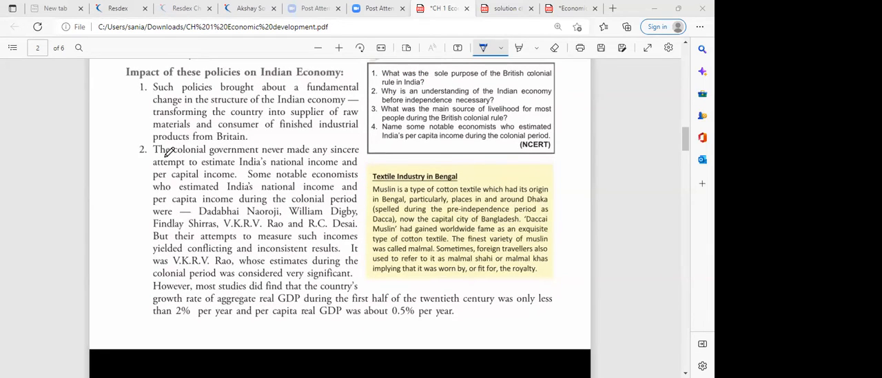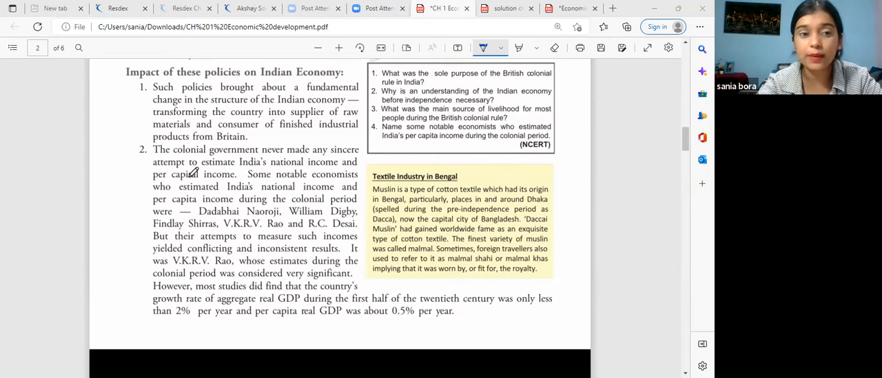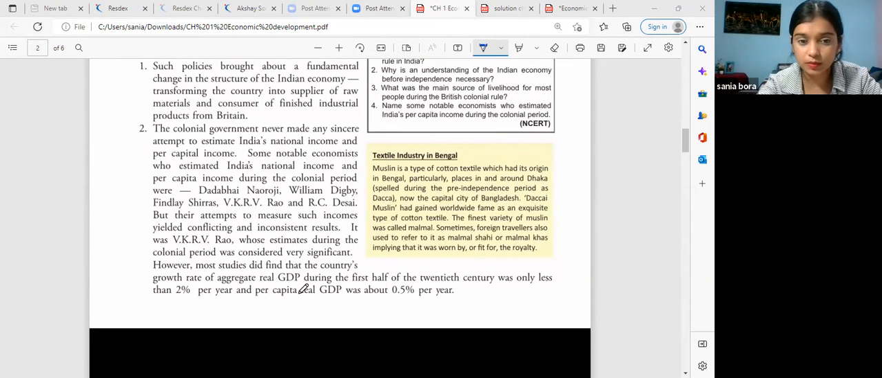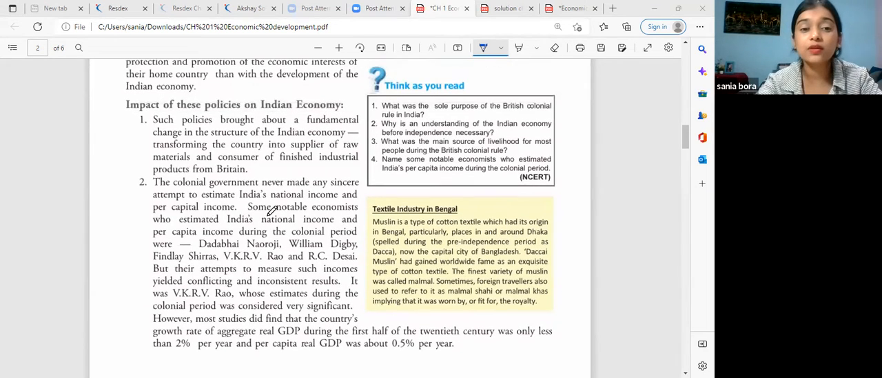Next, the colonial government never made any sincere attempt to estimate India's national income and per capita income. Notable economists who estimated Indian national income and per capita income during the colonial period were Dadabhai Naoroji and others. So second, what you will be writing: the colonial government never made any sincere attempt to estimate Indian national income and per capita income.